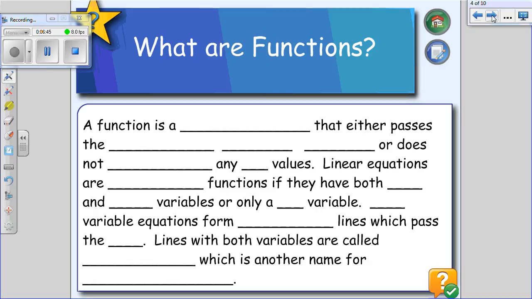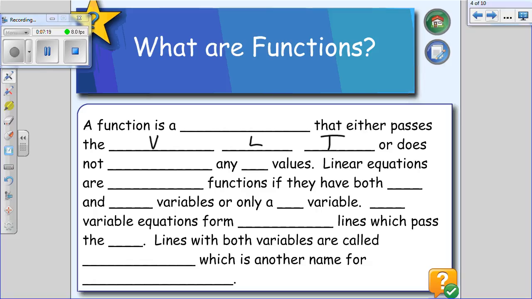It's not like a curvy line or a straight line through. What do we call that? You're right, the vertical line test. So a function is something that passes the vertical line test. There's lots of ways to say it, so we're going to break it down in this one. A function is a blank that either passes the vertical line test.